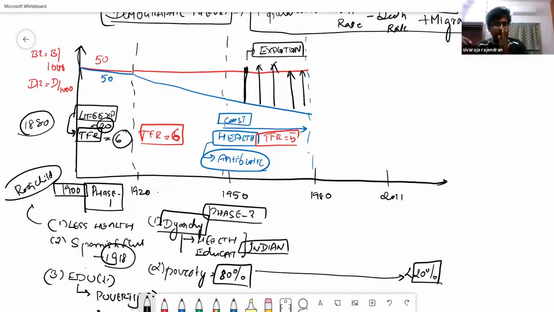Health increased, education increased, governance improved, constitution, world changes, everything started happening. But we kept producing more, and this producing more made the population keep bulging like anything, and it exploded. And that is why in 1977 forced sterilization will come.